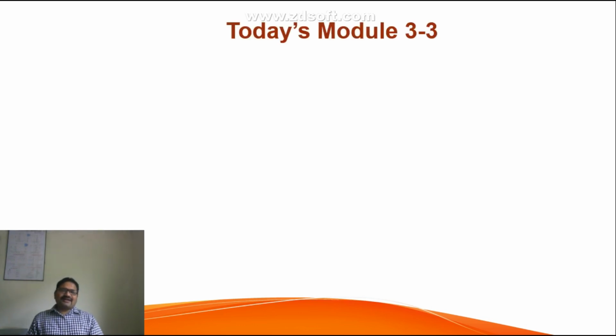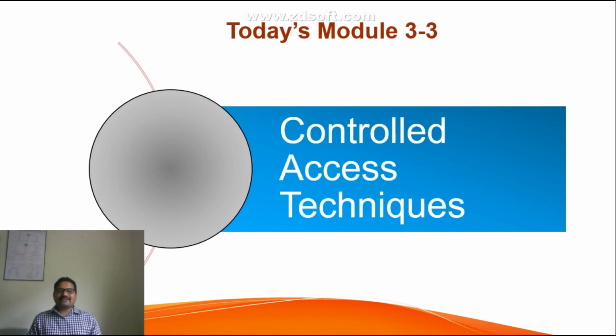So guys, let's start with our today's topic, that is controlled access technique. In random access, no station is going to take the concern of other stations in order to transmit the frame. Everyone has the right to transmit it. But in controlled access technique, it is not so, guys. Each station is going to consult other stations, and other stations are giving the permission to send the data. So that's why it is called a controlled access technique.